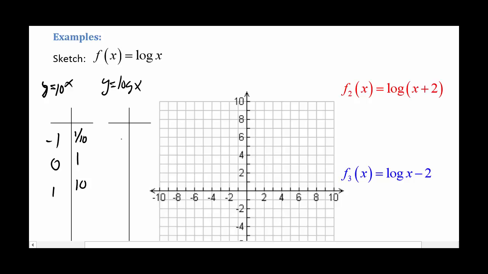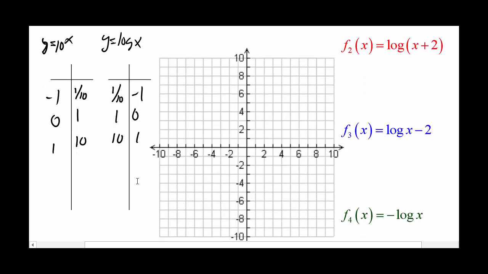So for the log graph, it would be 1/10 comma negative 1, 1, 0, and 10 comma 1. And so I can plot those points and then come over here and do transformations on them. So 1/10 negative 1 is right there, 1, 0, and 10, 1. So my log graph would look something like that.